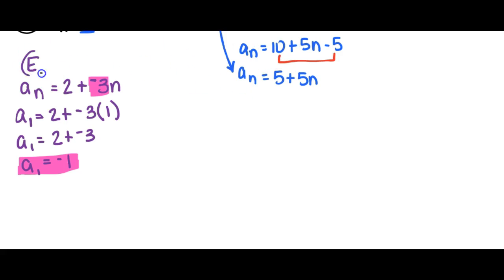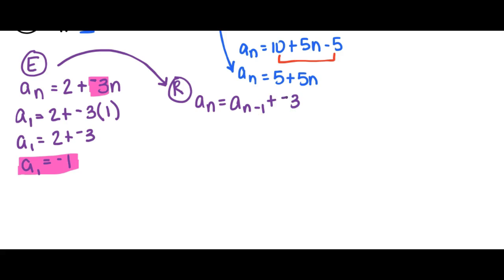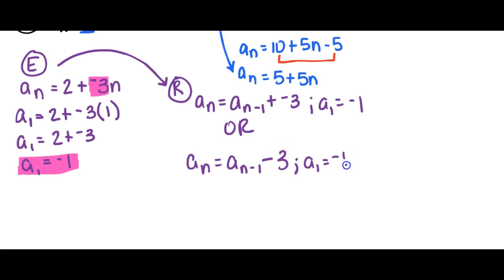So this is my explicit. And I'm going to write my recursive. So it's going to be a sub n, remember, equals a sub n minus 1, I'm doing a plus negative 3. You could also do a minus 3. And then all you have to do is say, what's our first term? Pulling that from here, which is negative 1. So remember, now I'm going to make an OR, just for you guys. A sub n equals a sub n minus 1 minus 3. And then everything else follows. Because I know sometimes you guys will ask, but wait, it's a minus, it's a plus. It can be both. Okay?